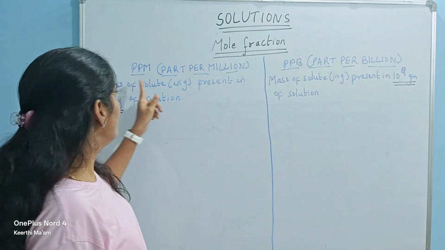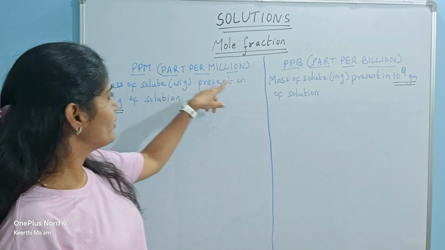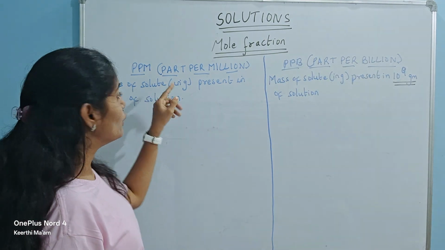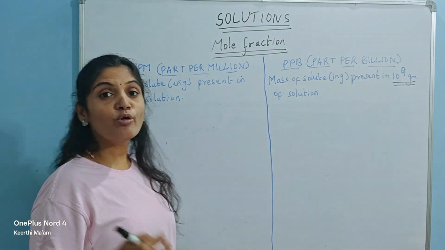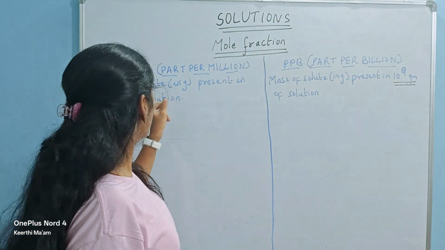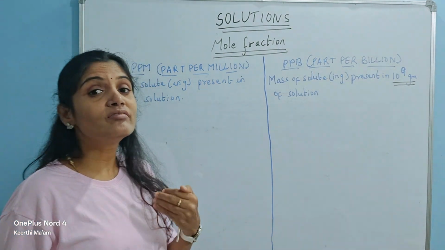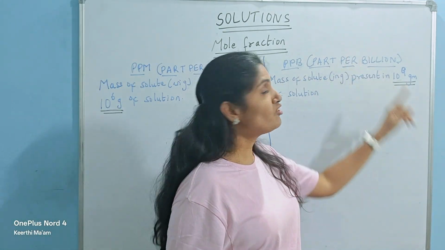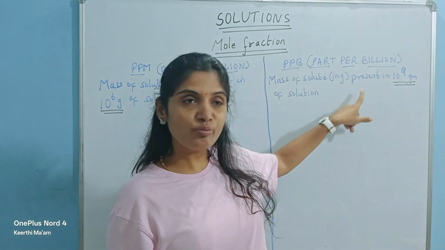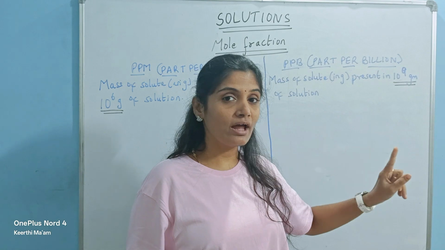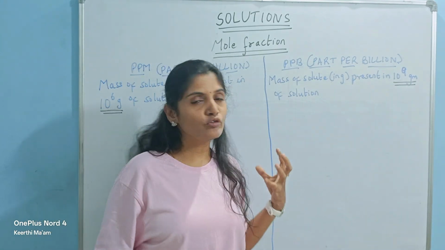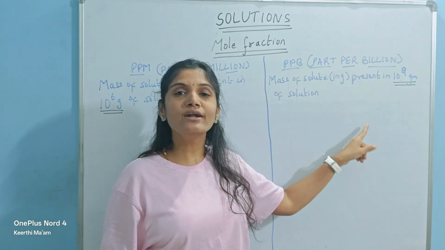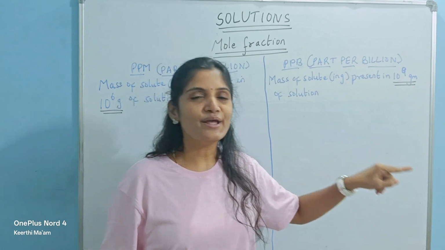Last but not least, ppm and ppb: parts per million, parts per billion. How should I understand these two concentration terms? Parts per million is the mass of solute in grams present in 10 to the power of 6 grams of solution. Parts per billion is the mass of solute in grams present in 10 to the power of 9 grams of solution.